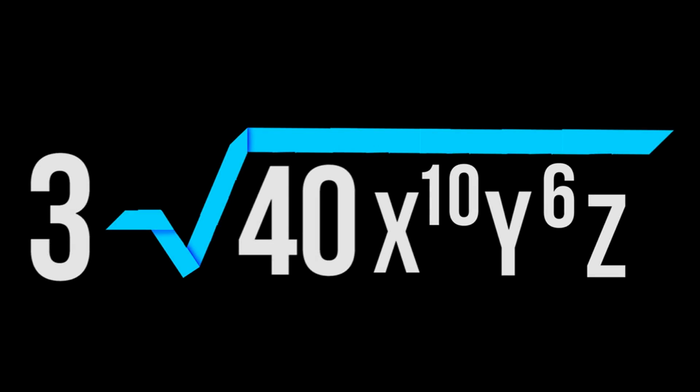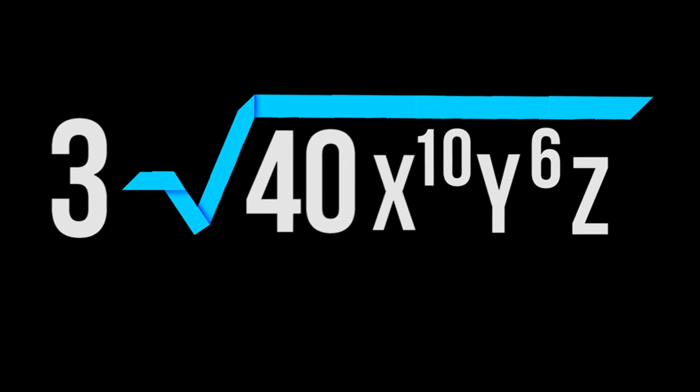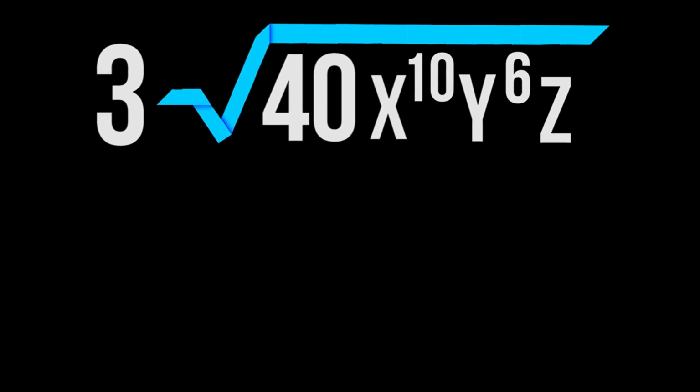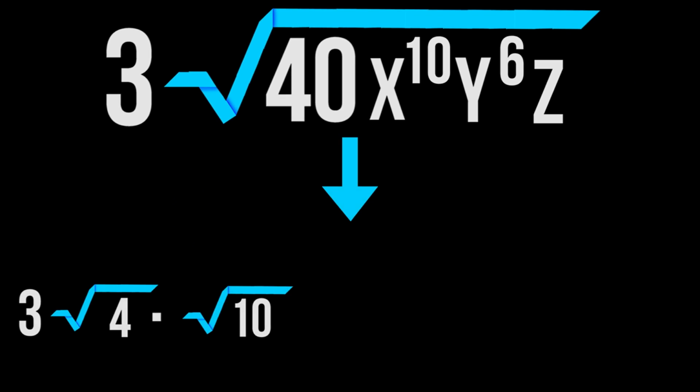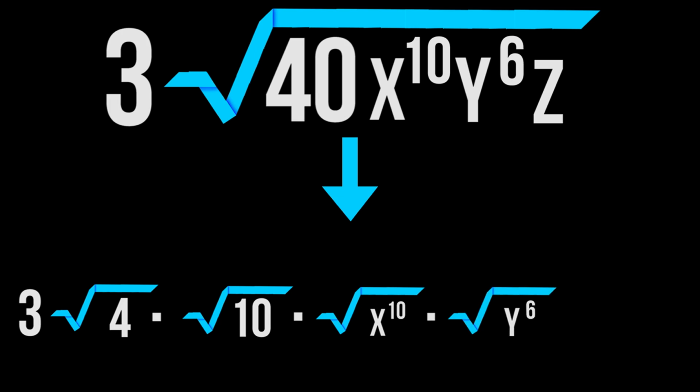Now we have the last problem. It can look kind of hard, but it's pretty easy. So we have 3 times the square root of 40 times x to the power of 10 times y to the 6th power times z. Now let's give each of them their own individual root signs. So now we have 3 times the square root of 4 times the square root of 10 times the square root of x to the 10th power times the square root of y to the 6th power multiplied lastly by the square root of z.